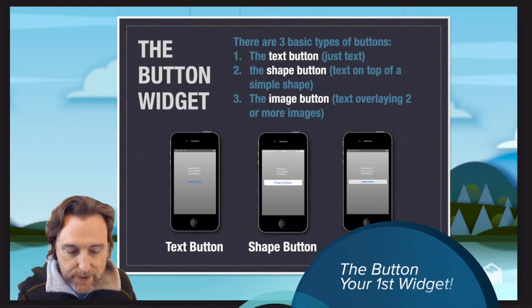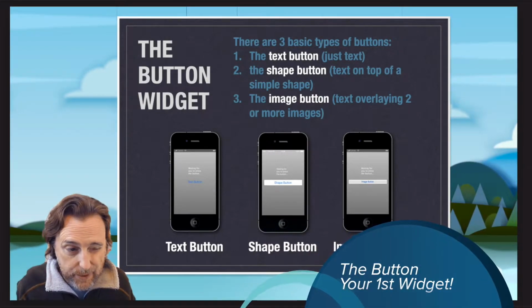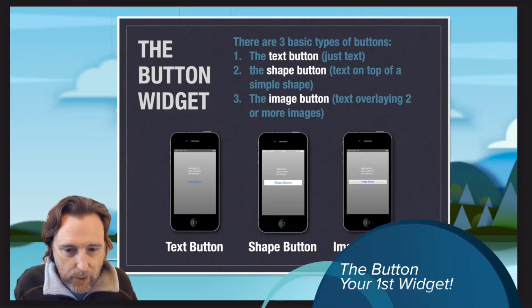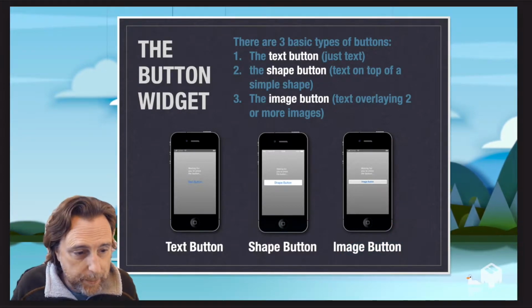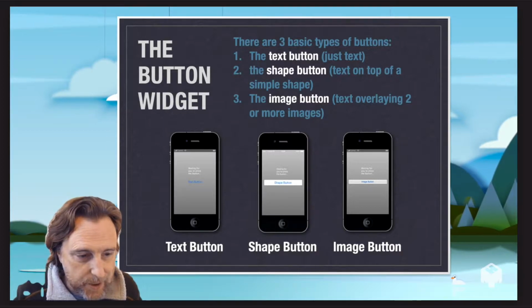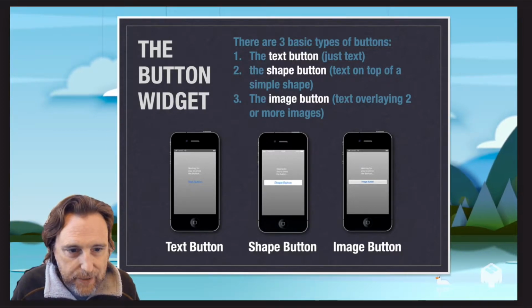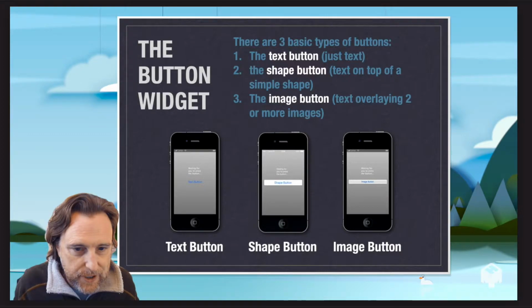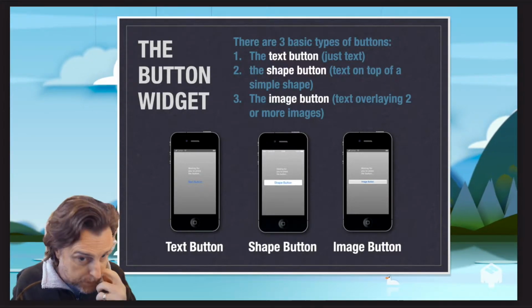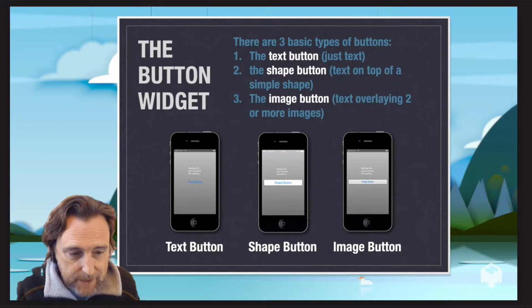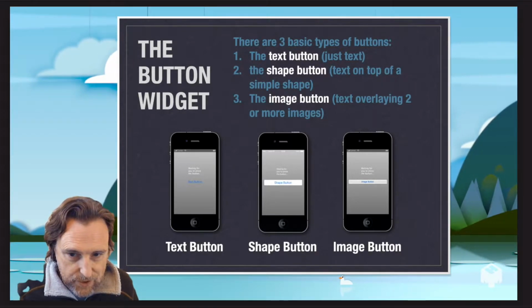All right. There are at least three different types of buttons. I organize them into these three: the text button, the shape button, and the image button. I've got screenshots of each of these, and there are running examples of each in the chapter downloads. But you can see what the difference is just by looking at this.